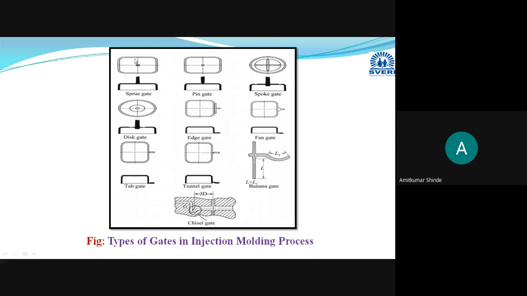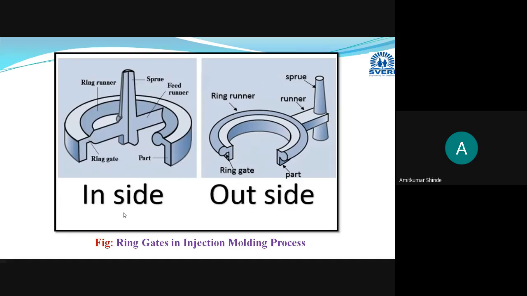Screw gate. Different views are shown here: screw, pin, spoke gate, disc gate, edge gate, fan gate again, tab gate, tunnel gate. This is the banana gate. Chisel gate is there. Different types of gates are used here. And some specific diagrams: ring gates, inside ring gate and outside ring gate. So these are the different types of gates used, or you can say this is the gating system arrangement.